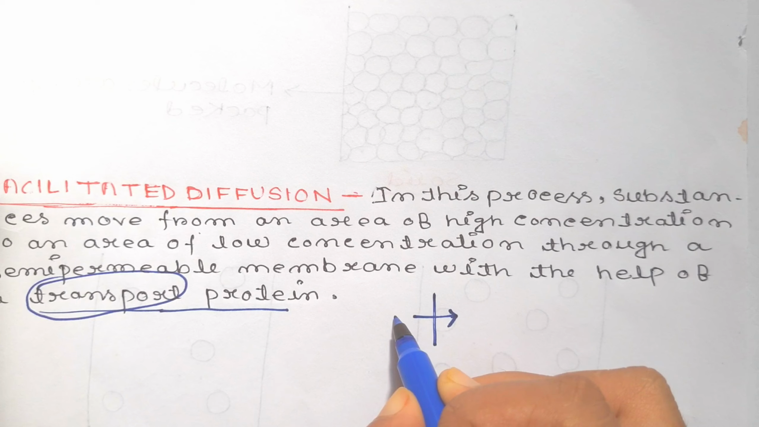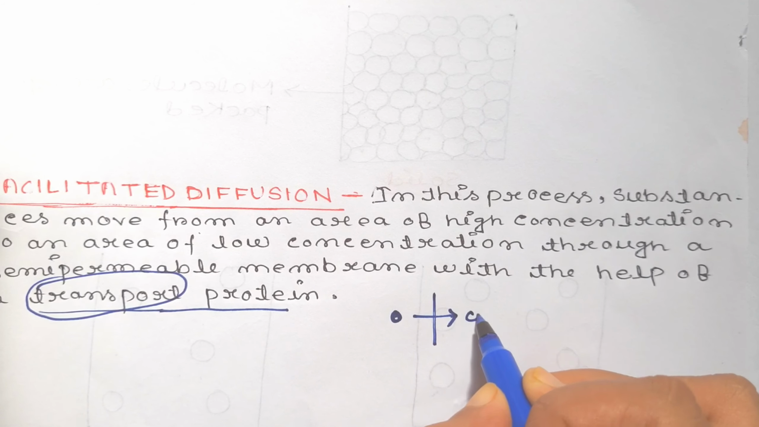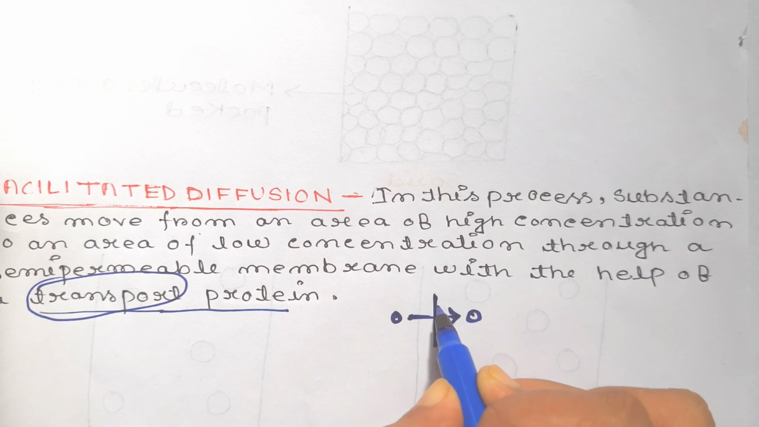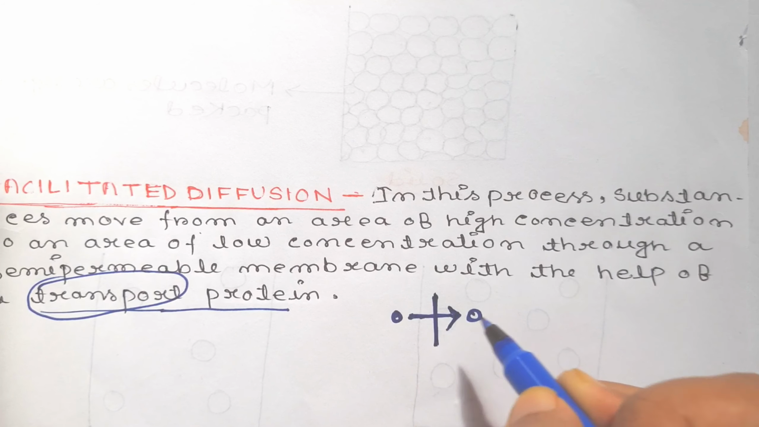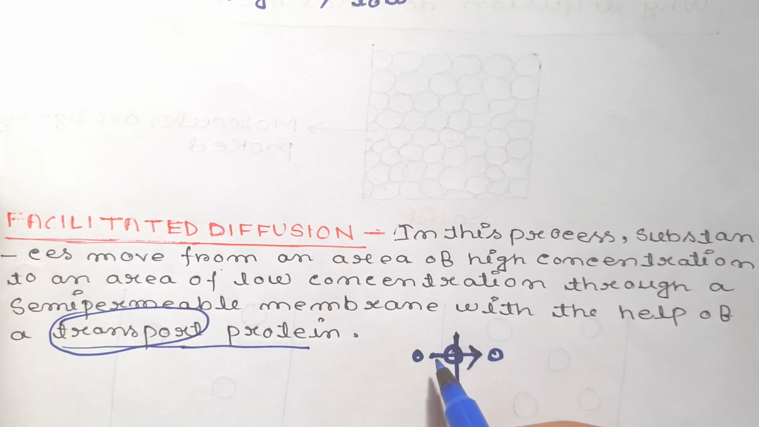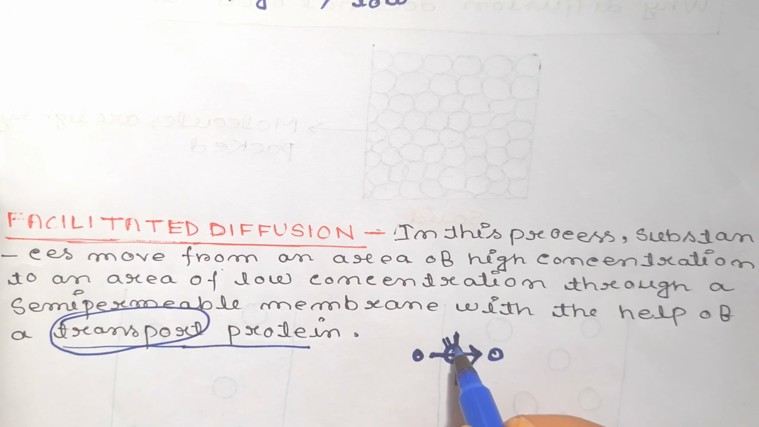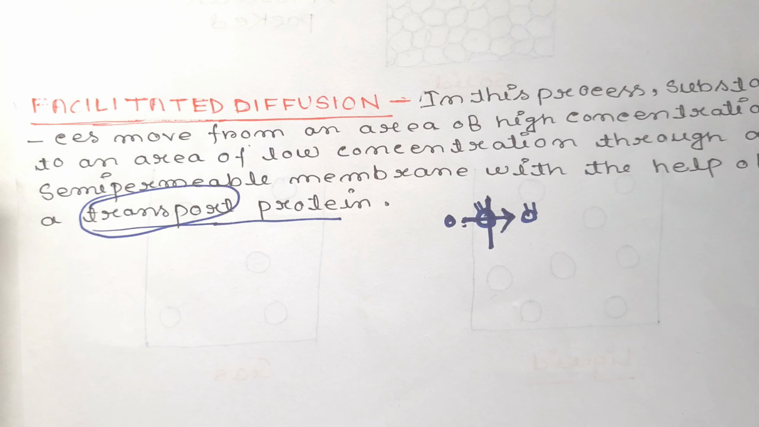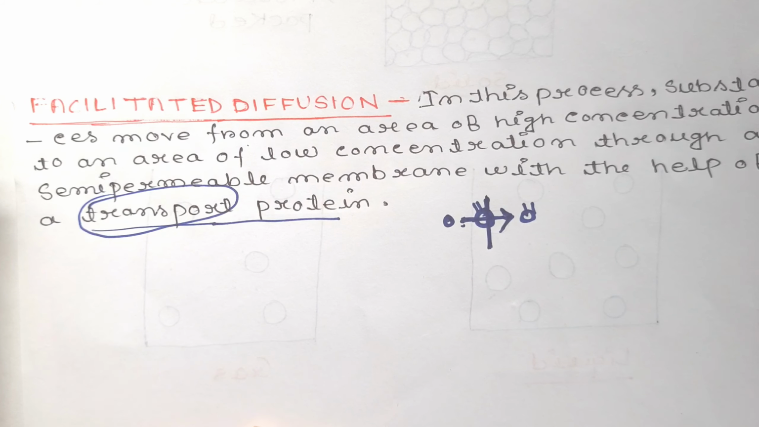So think something is moving from this to this direction. Okay, so if this is the membrane, then there is a transport protein present. So the substance will bind with this transport protein and move from this direction to this direction. Okay, now let's see another example.